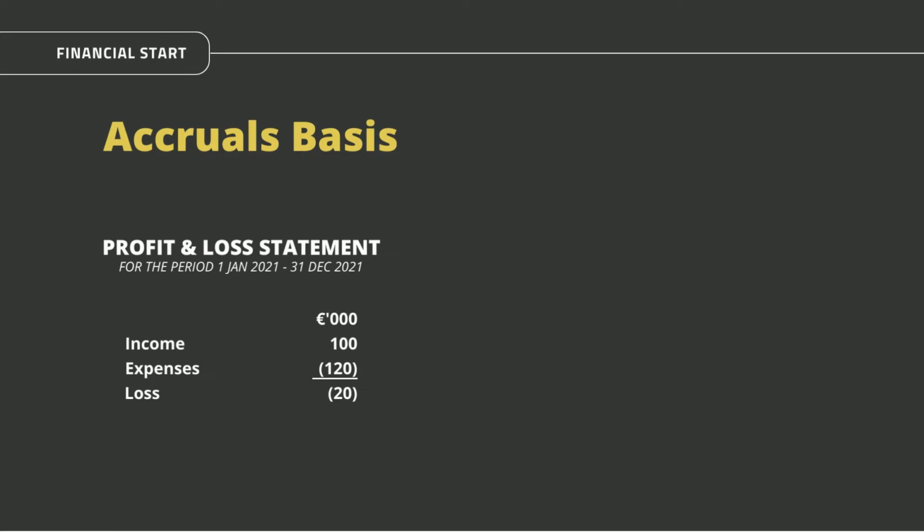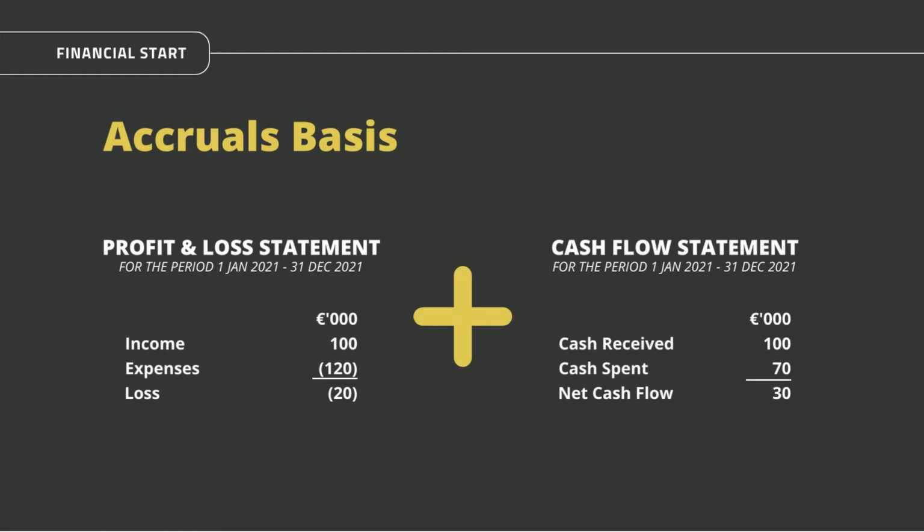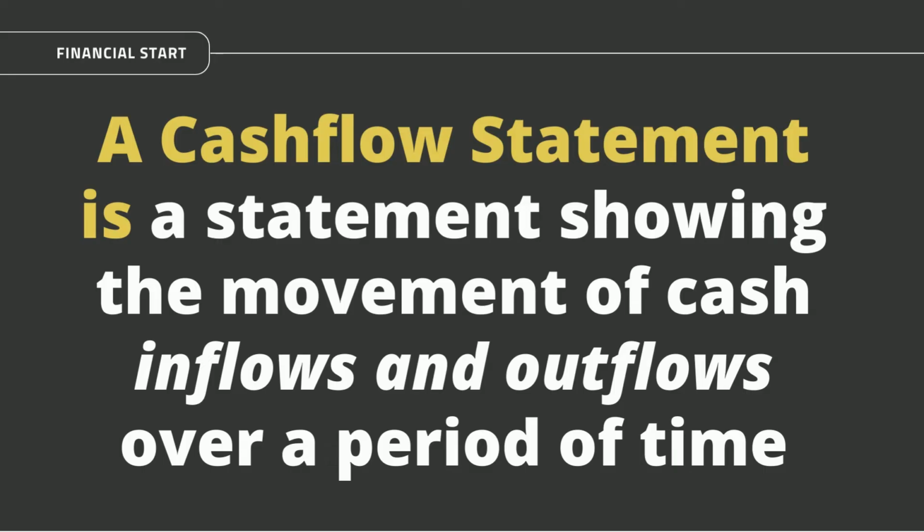It means that the accruals basis of accounting must be used for financial reporting, and your company needs to prepare profit and loss statements that show earned revenue and incurred expenses, but they also need to prepare a cash flow statement separately to understand cash flow movements. Okay, but what is a cash flow statement? The official definition is given as a statement showing the movement of cash inflows and outflows over a period of time. But what does it look like?